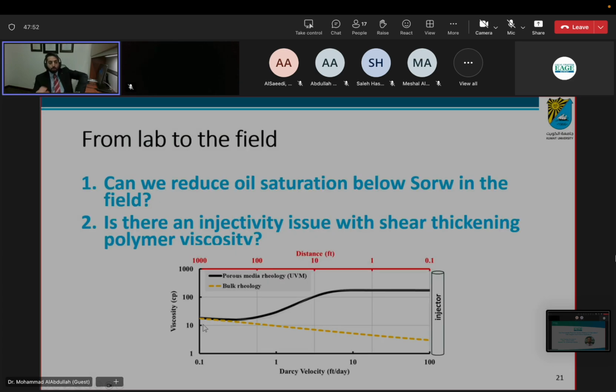To move from lab to the field, we have two main questions. Can we reduce oil saturation below the residual oil saturation to water in the field? Second, is there an injectivity issue with shear thickening polymer viscosity? Remember, we have an injector. If we're too close, we'll have too much viscosity in there. So are we going to observe injectivity issues? Are they being reported in the field? Let's see what happened.